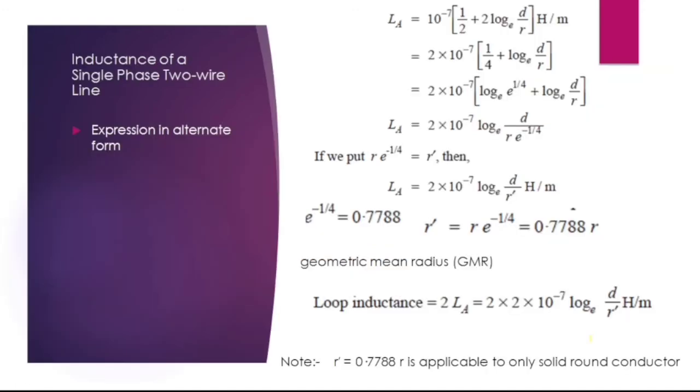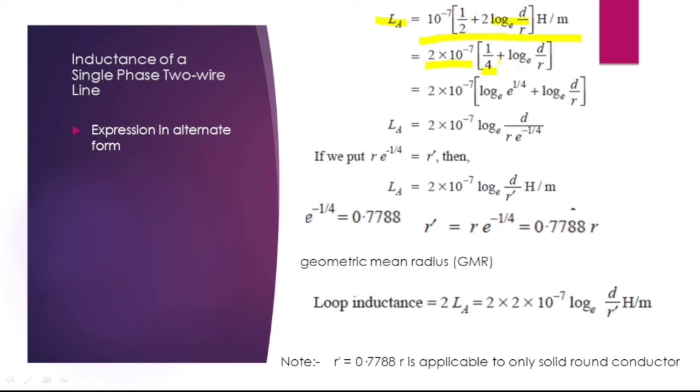And these particular values we have to consider in an alternate fashion. I am again considering the LA value, that is 10 to the power of minus 7 of 1 by 2 plus 2 log d by r base e, Henry per meter. I am again rearranging this expression by taking 2 as common, that is 2 into 10 to the power of minus 7. The first term becomes 1 by 4 with 2 as common, and the remaining term is only log d by r base e.